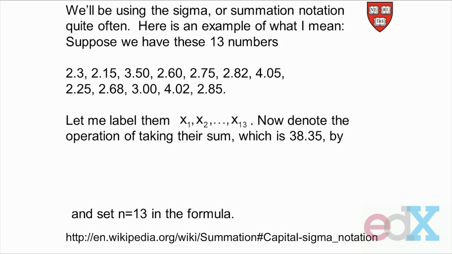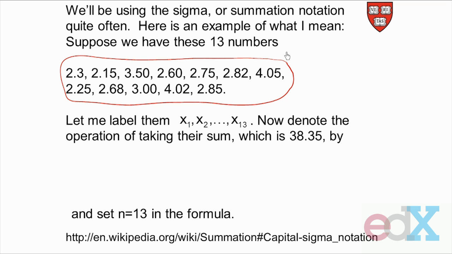Suppose we have these 13 numbers here. Let me label them x1, x2, etc. through x13. So we'll use the subscripts to denote the individual numbers. Now, what we want to do is take their sum, which if you just add these 13 numbers up, you'll get that it's 38.35. Now, the way we're going to denote it is by using this sigma notation.